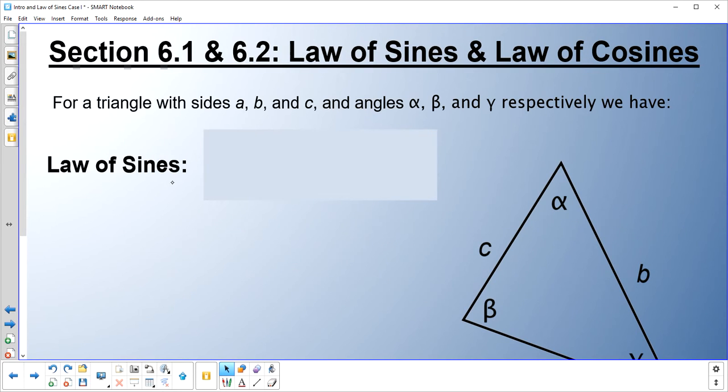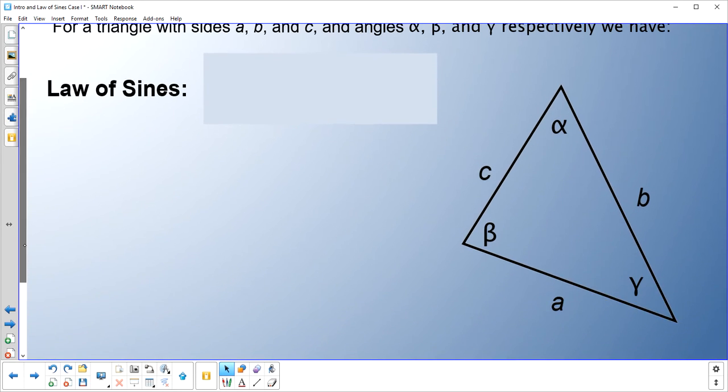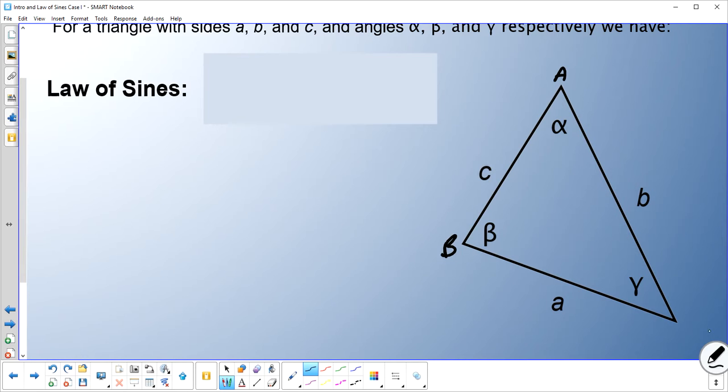So to start us off, our law of sines occurs when we have a triangle like you see here with sides A, B, and C, and then angles alpha, beta, and this is called gamma. Now you may also see this labeled with a capital A, capital B, and a capital C. One thing to keep in mind is that angle A or alpha is always across from side A, angle B or beta always across from side B, and angle C or gamma is always across from side C.